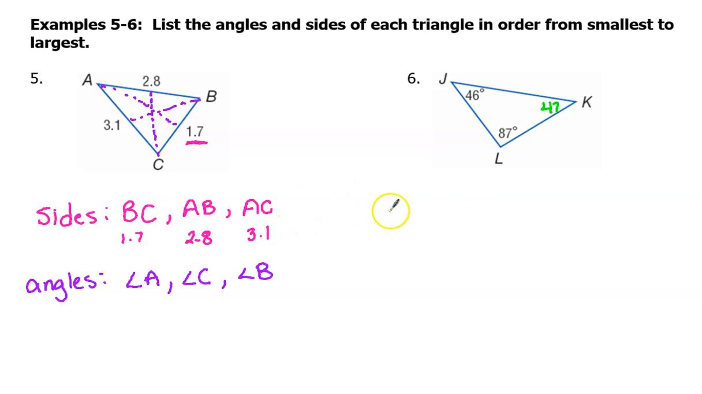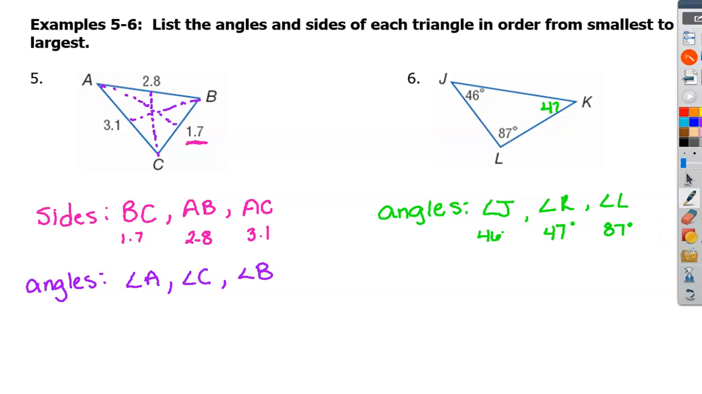So in this one, I'm going to list my angles first because we have those. My smallest angle is angle J. It is 46 degrees. My next smallest angle is angle K at 47 degrees. And then my largest angle is angle L, and it is 87 degrees. Okay, now we'll do the sides.